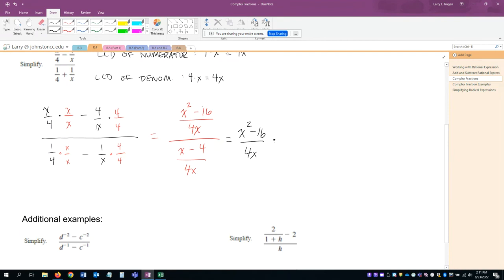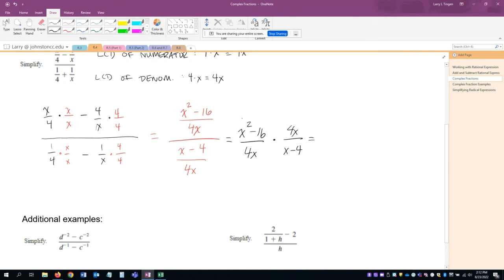So what do we do? The numerator is (x squared minus 16) divided by 4x. The denominator is (x minus 4) over 4x. So copy, change division to multiplication, and then flip. And there is work to be done now, right? So this becomes (x squared minus 16) divided by 4x times 4x divided by (x minus 4).